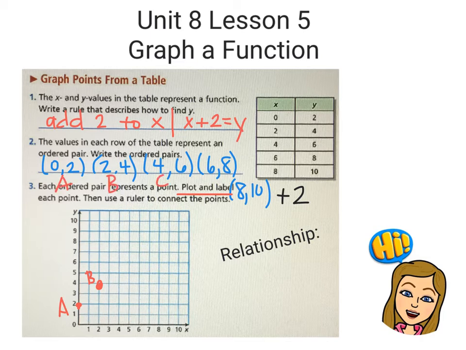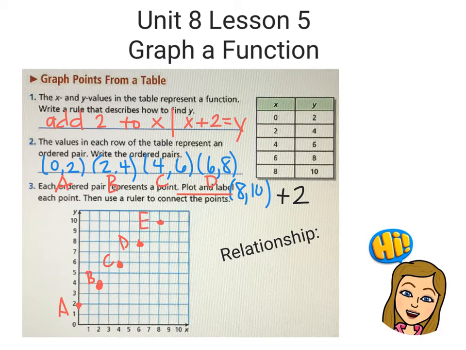My next point, C, is at 4, 6. So we go in the building 4, and then up 6 floors. Plot point C. Next we have 6, 8. So we'll go in the building 6 spots here. Oh, I'm losing my arrow. Let's try that again. There it is. And then up 8. There we go. Okay. 6, 8 is point D. And then finally I have point E, which is at 8 in, 8, up 10. Perfect.